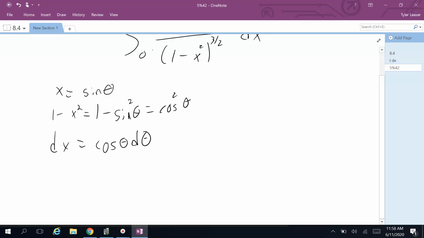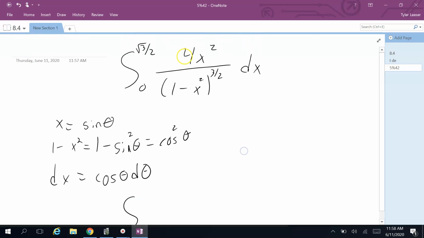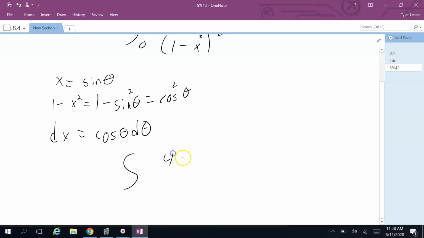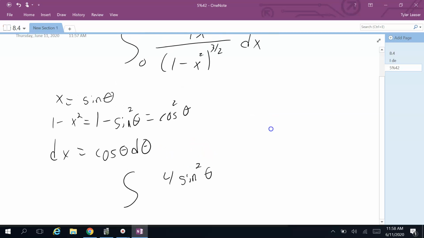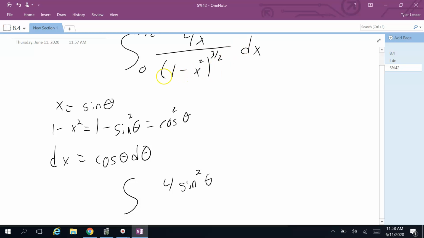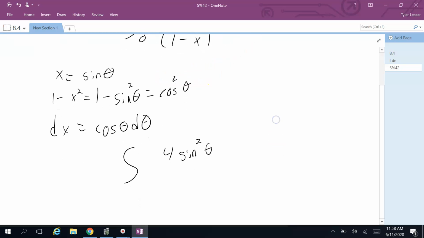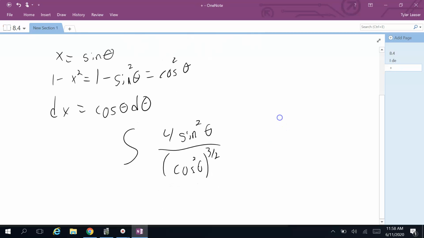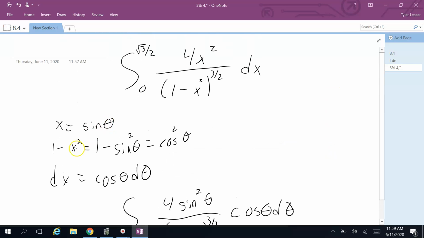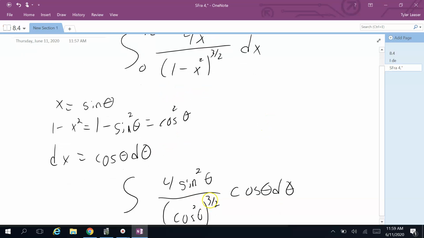All right. When I put all those substitutions back into my integral, I'm going to have 4x squared, which is going to be 4 sine squared, divided by this 1 minus x squared to the 3 halves, that was cosine squared, so we're going to have cosine squared to the 3 halves. And then the dx, where my dx was cosine theta d theta. Okay, so again, that's plugging all of these substitutions in. 4x squared, so 4 sine squared. That 1 minus x squared was cosine squared, that's to the 3 halves. And then finally the dx was cosine theta d theta.